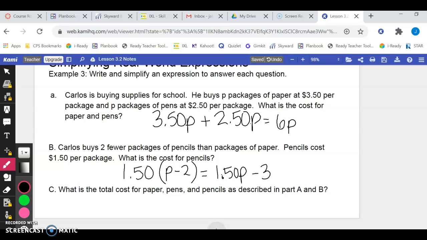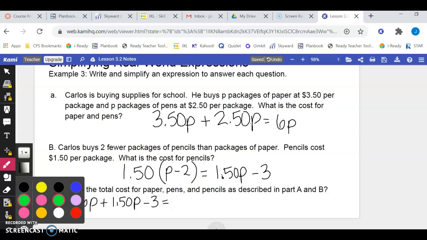And then C, our last question, what is the total cost of paper, pens, and pencils as described in A and B? So what's the total? Well, we're going to have to add our two answers together. So we're going to have 6P plus $1.50P minus 3. So we have to combine like terms. I have 6P plus $1.50P. That would be 7.50P. And then we have that minus 3 at the end. That can't be combined with the 7.50P because it does not have the variable P. So this would be his final cost of everything.